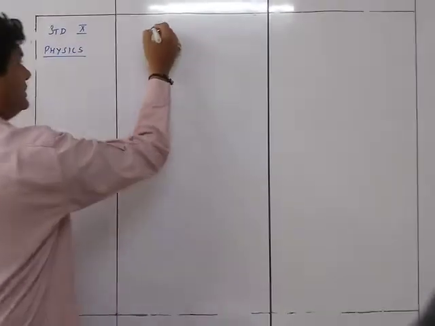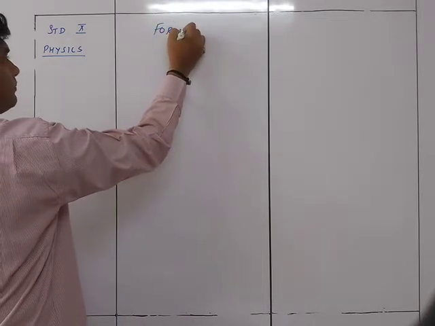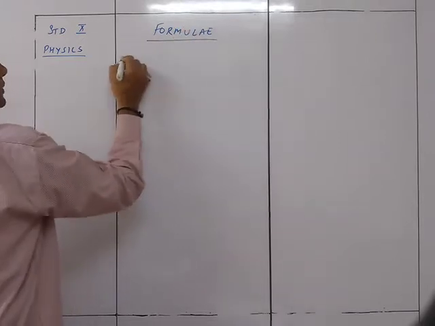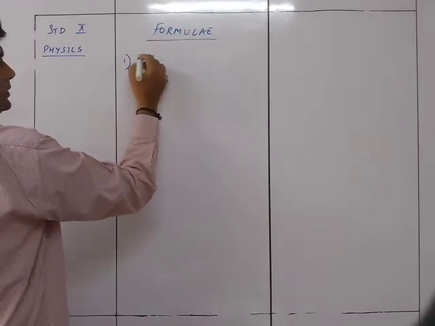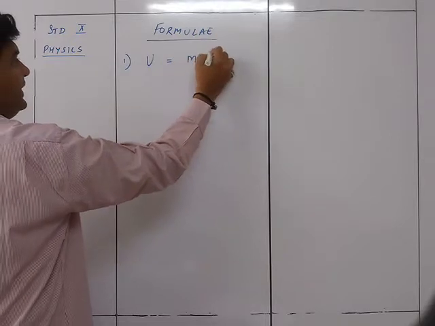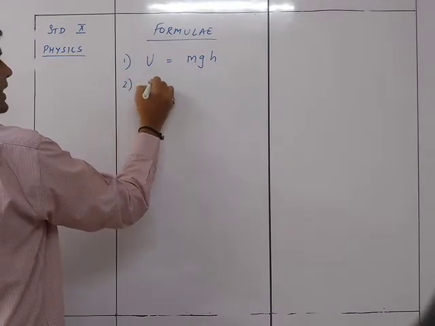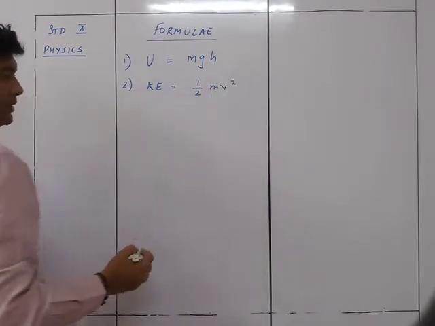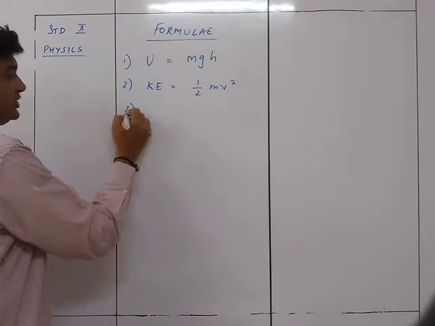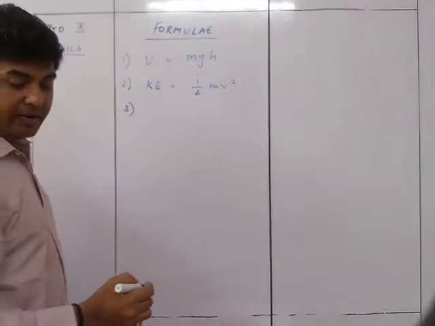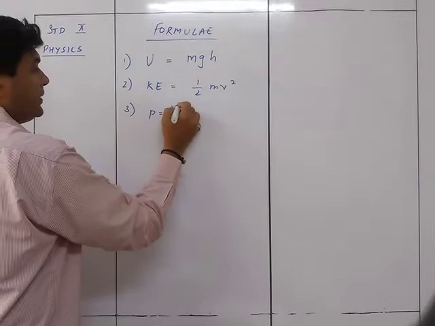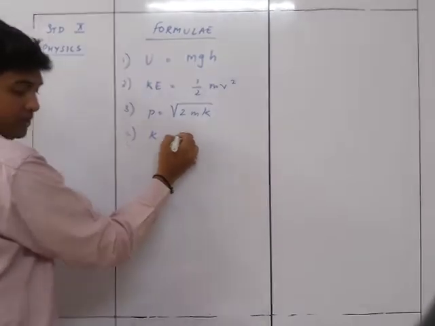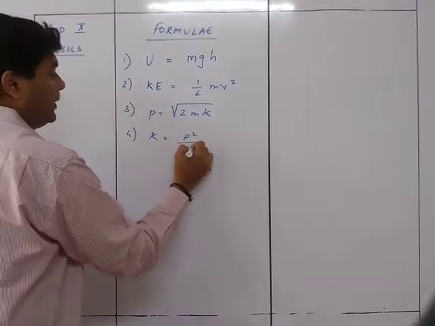So first, write the formula. First one, of course, potential energy is equal to mgh. Second one, kinetic energy KE is equal to half mv square, right? The third thing will be the relationship between the kinetic energy and the momentum. That will be P is equal to square root of 2mK, or we can also have K is equal to P square upon 2m, right?